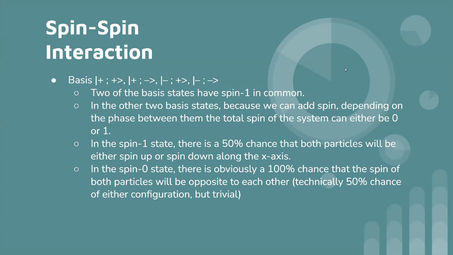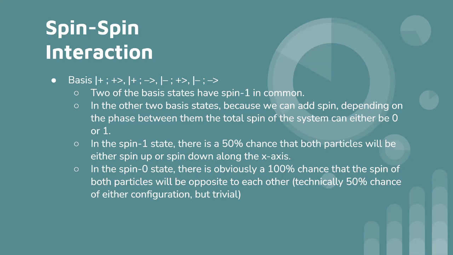So with this basis, we have the fact that the plus-plus and minus-minus are both spin 1. And then in the other two basis states, since we have the ability to add spin, the spin of the total system is equal to the spin of each particle added together. So depending on the phase between them, the plus-minus and minus-plus states can either have a total spin of 0 or 1.